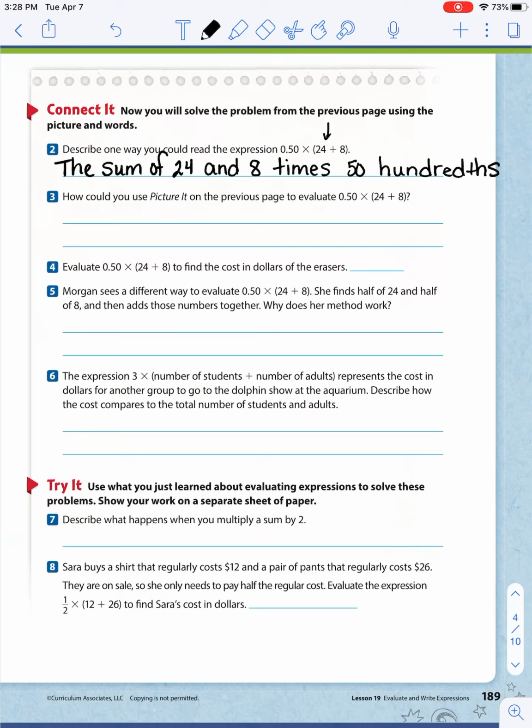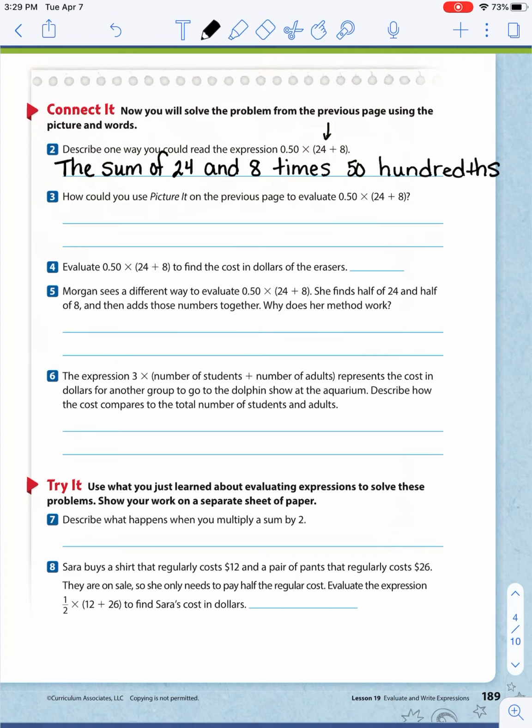Okay, so you have other options for number 2, but the only thing I ask you to look at for that number 2, the way that you would say it or the way that you would write it, does it make the 24 plus 8 in parentheses? That is the key.